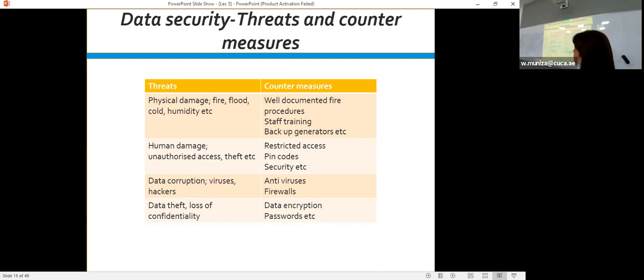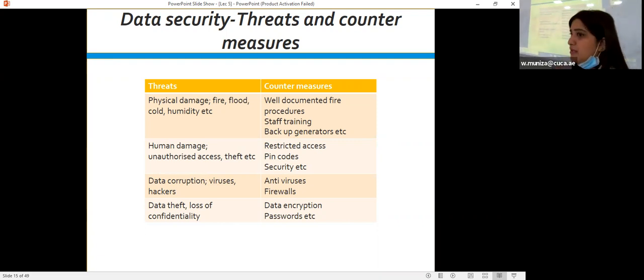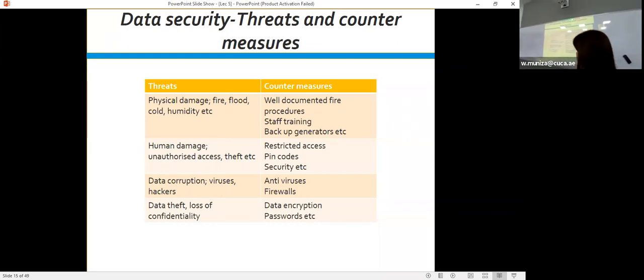Then if there is a threat of human damage, in the case of unauthorized access or stealing of the data in case of theft, then there should be restricted access. Every person should not be given the authority to access every kind of data. There can be PIN codes in place. There can be security of the data.